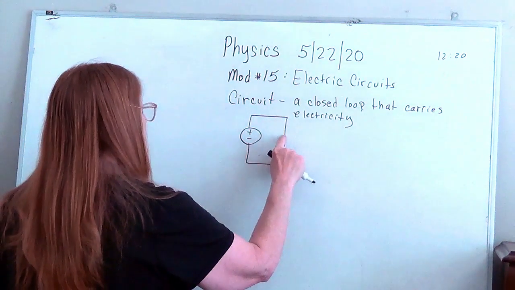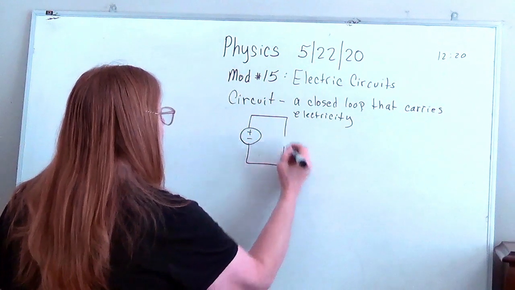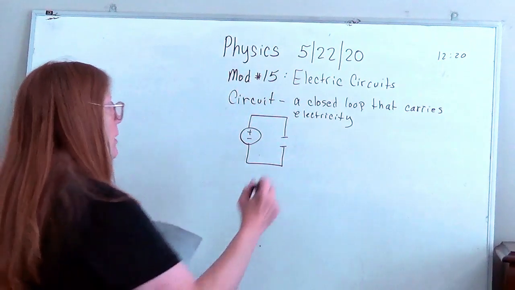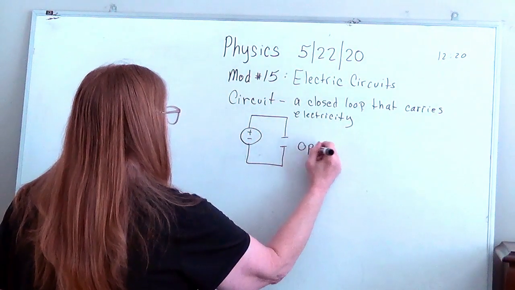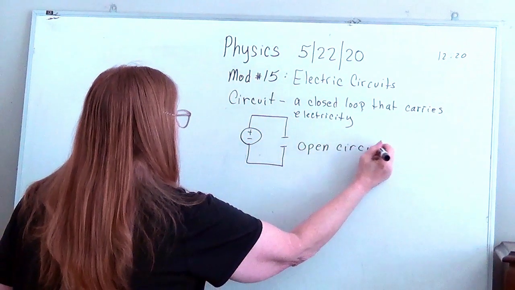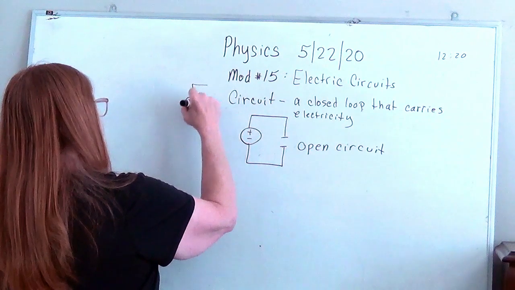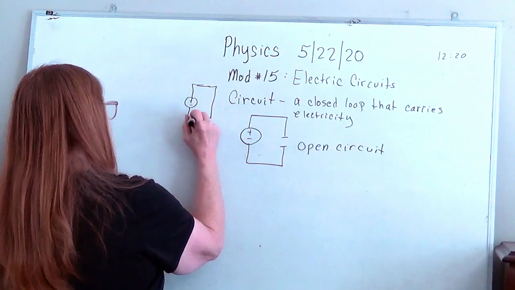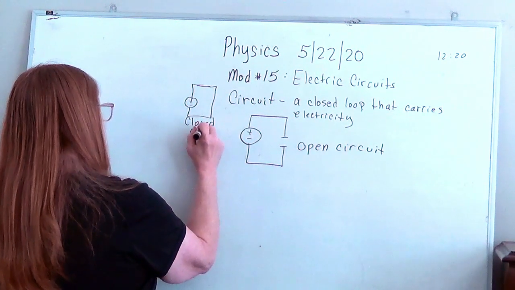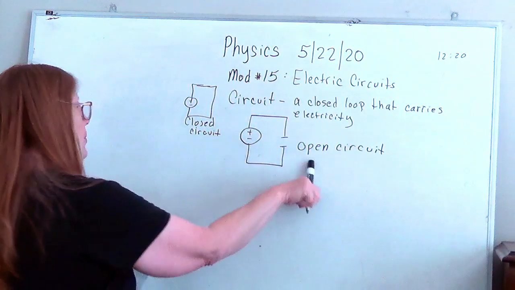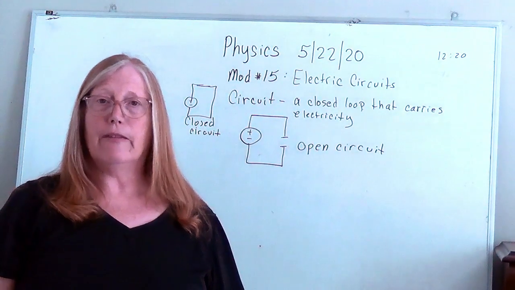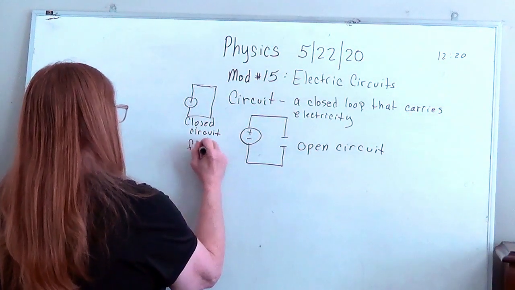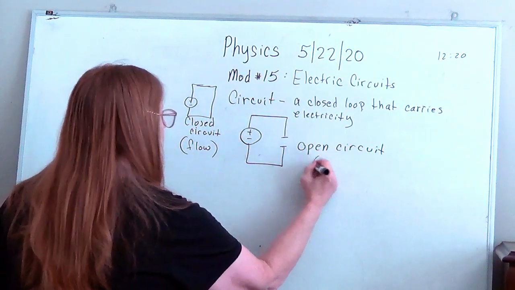Let me indicate to you what happens if I break the loop. So now this one is an open circuit, so you're going to have to draw two of them. So this one is a closed circuit. And this one is an open circuit. When you have a closed circuit, electricity will flow. This one has no flow.